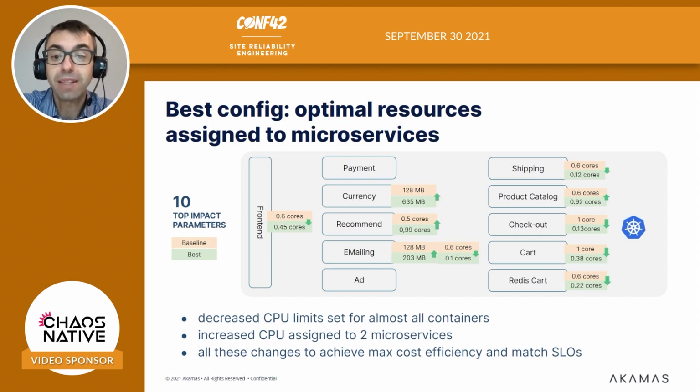Let's inspect the best configuration by focusing on the 10 most important parameters. It's interesting to notice how our machine learning-based optimization reduced CPU limits for many microservices. This is clearly a winning move from a cost perspective. However, it also automatically learned that two particular microservices, the product catalog and the recommendation, were under-provisioned. Thus, it increased both their assigned CPU and memory. All these changes at the microservice level were critical to achieve our optimization goal that we set on the overall higher level service, which is to maximize the throughput and lower cost while still matching the SLOs.